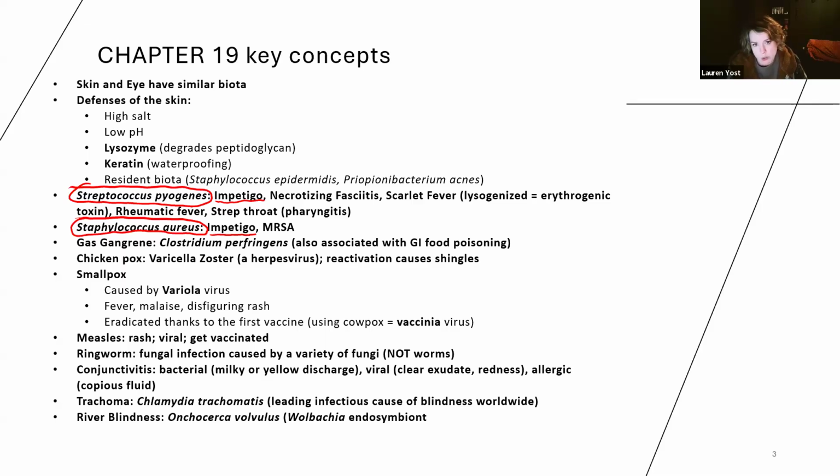Staphylococcus obviously is also associated with MRSA. MRSA is a kind of Staph aureus. It is methicillin resistant Staphylococcus aureus. So any species of Staphylococcus aureus that is resistant to methicillin, which is a type of antibiotic, or anything stronger than methicillin, would fall into that MRSA category.